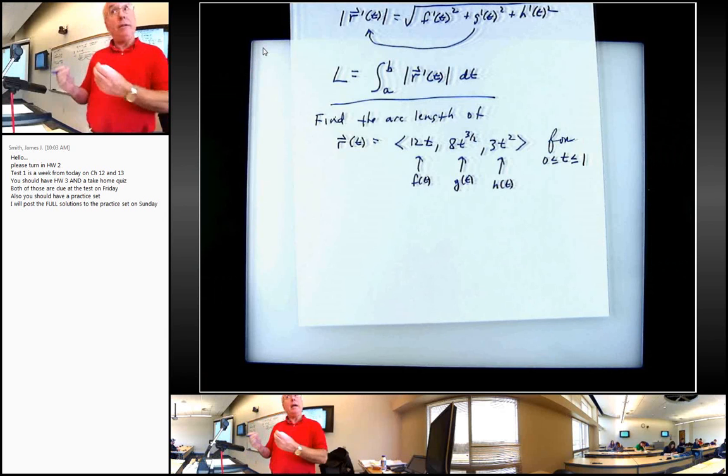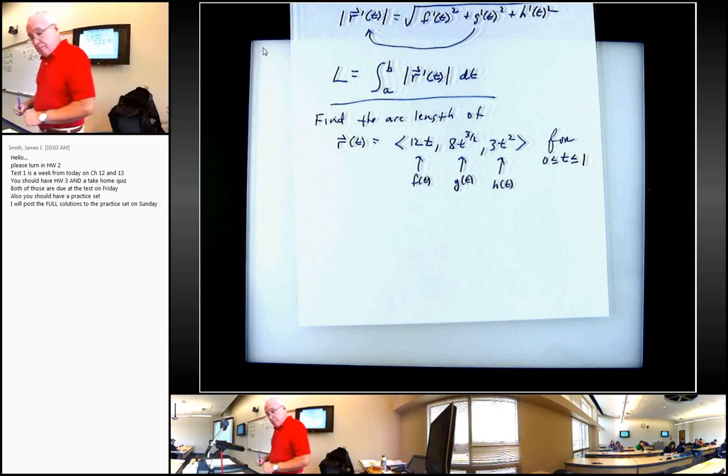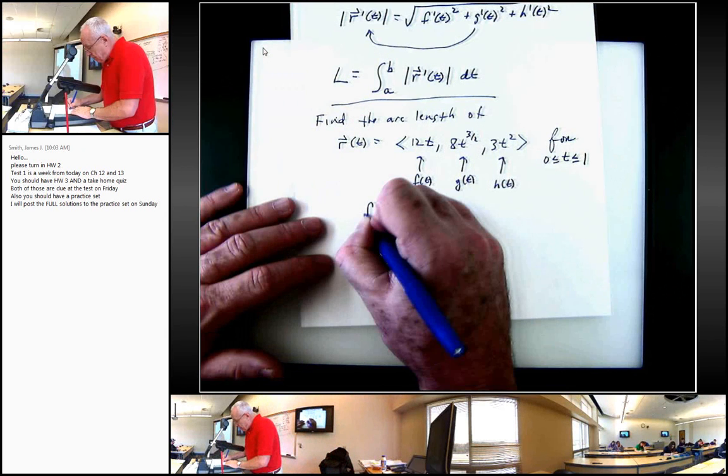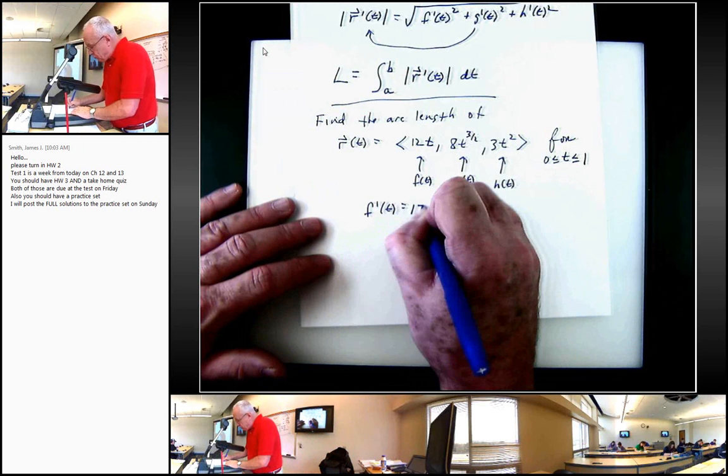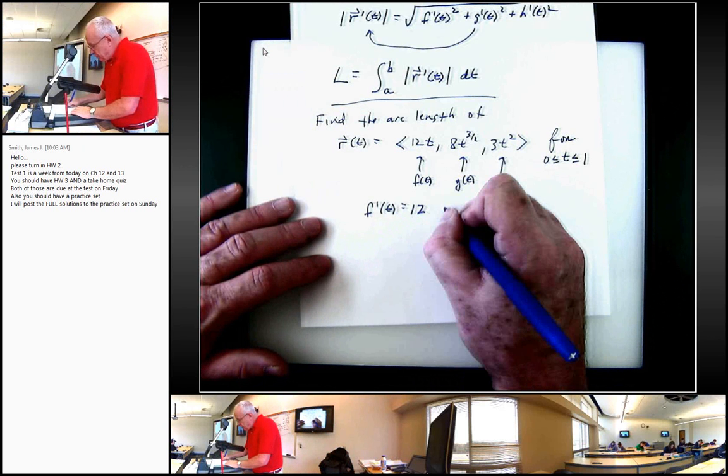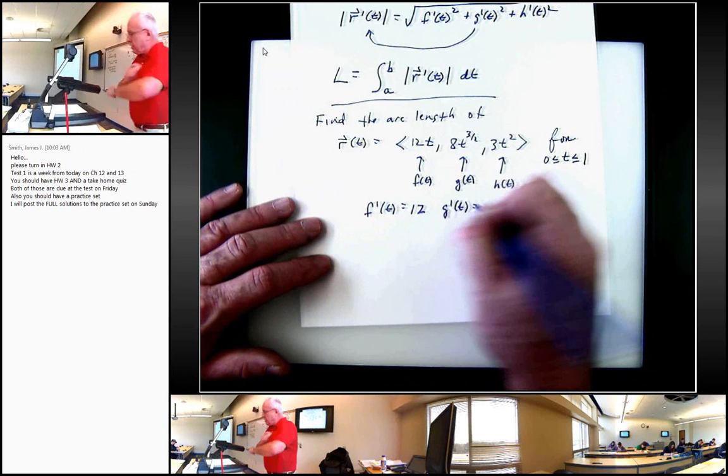So we have to get their derivatives, right? So f prime of t is equal to what, 12? G prime of t is equal to what?